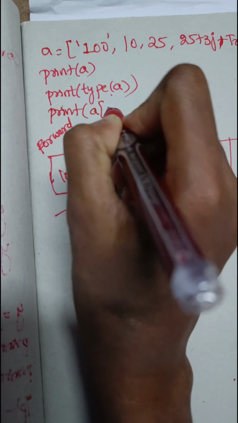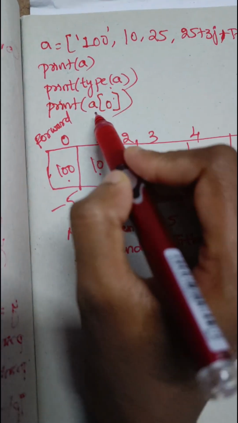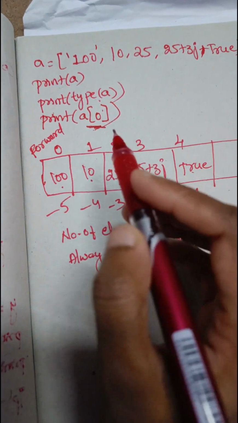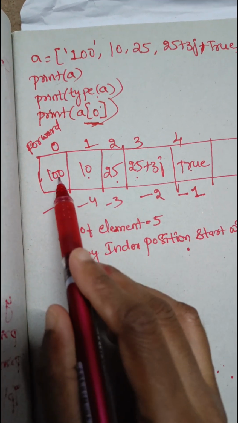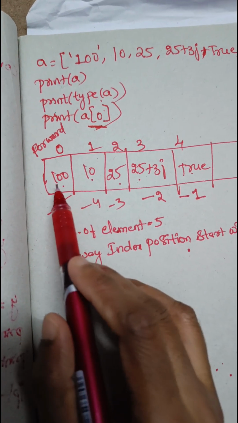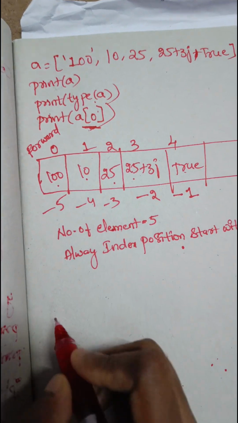Print of a of 0. So the index is always indicated with square brackets. So a of 0 means what is the 0th element? The 0th element is 100, right? So you will be getting 100.